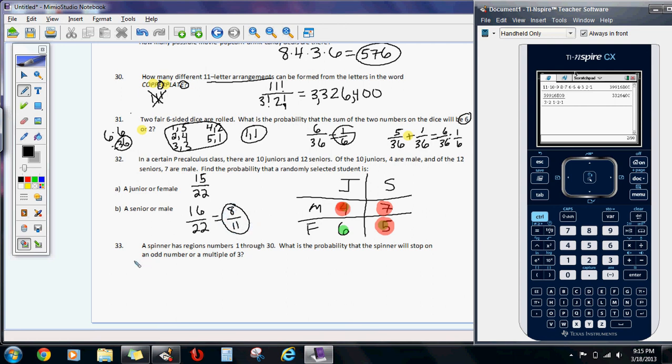All right, going on to number 33. A spinner has regions of 1 through 30. What is the probability the spinner will stop on an odd number or a multiple of 3? Well, the important part to understand is there could be some overlap here. So if we were to list out all of the odd numbers, and we're going to do this for illustrative purposes here, so bear with me.